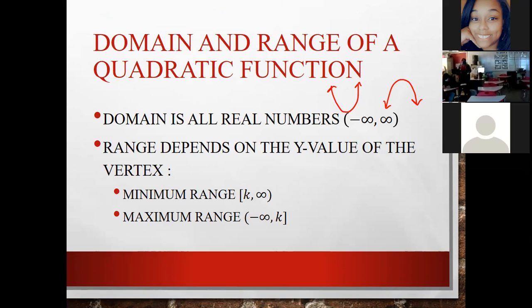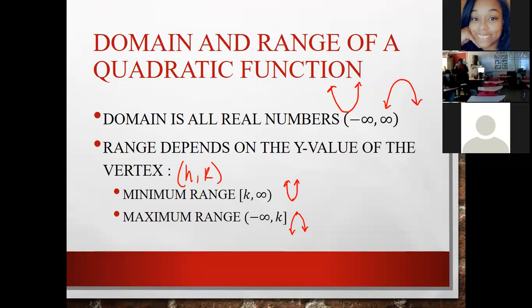Okay, your range depends on the y value of the vertex. So your range depends on your y value of your vertex. Remember, your vertex is h comma k. And so your range depends on the value of your k and whether you have a minimum or a maximum. If you have a minimum, it's going to be whatever your k value is until infinity. If you have a maximum, it's going to be whatever your k value is. That's going to be the highest it'll go. That'll be your stopping point.